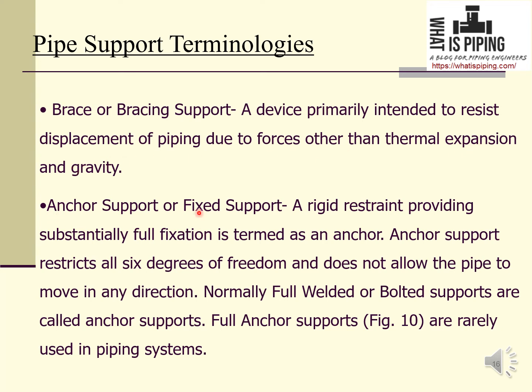Now what is an anchor support or fixed support? A rigid restraint providing substantially full fixation is termed as an anchor. Anchor supports restrict all 6 degrees of freedom and do not allow the pipe to move in any direction. Normally, fully welded or bolted supports are called anchor supports. Anchor supports are rarely used in piping systems. Normally, these supports are not used.